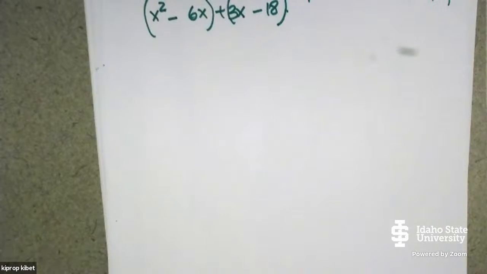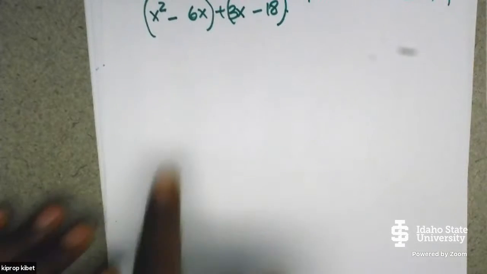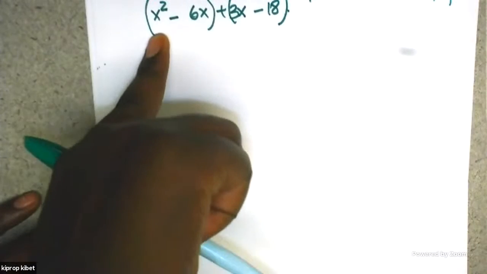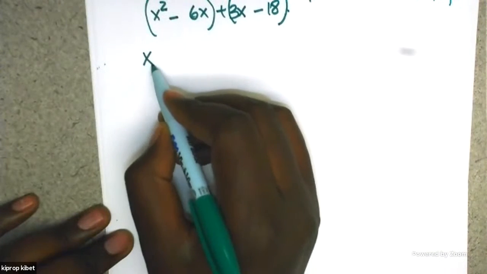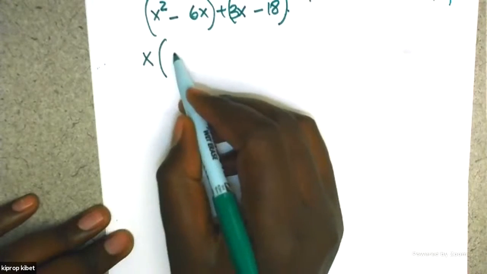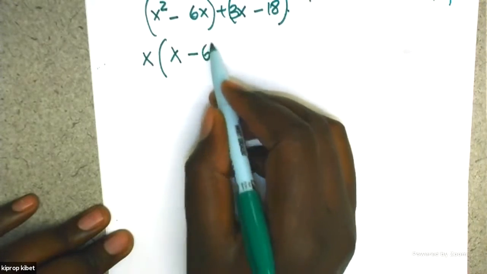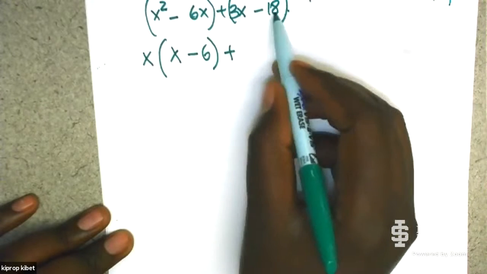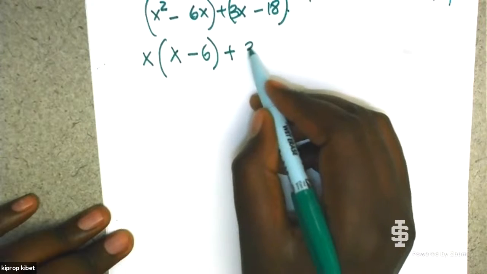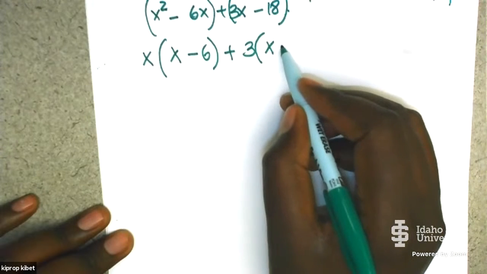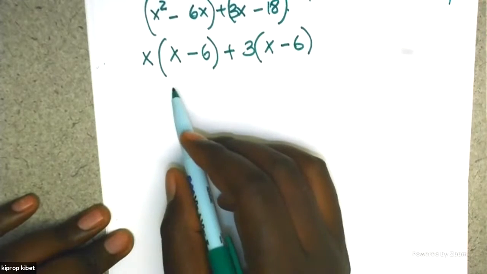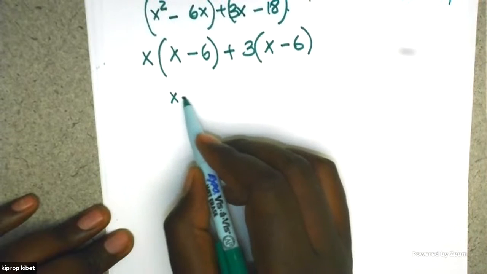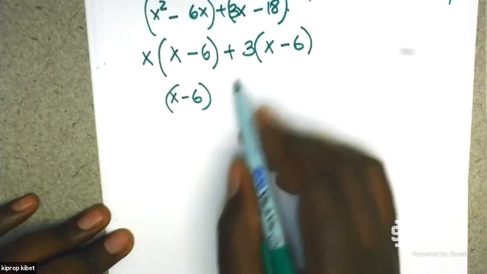And now you factor out the common factor in each one of them. Now, in the first one, the greatest common factor there is x. So x, what remains is what? X minus 6. Plus, the greatest common factor here is 3. What remains is x minus 6. Okay, in each of these, what is the greatest common factor? X minus 6. What remains is what?